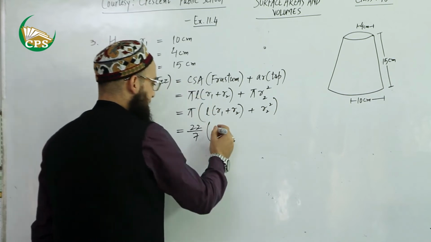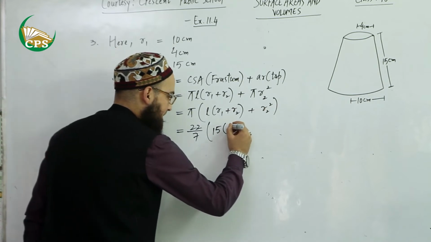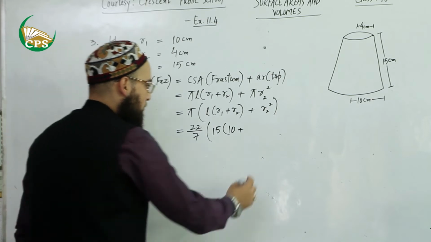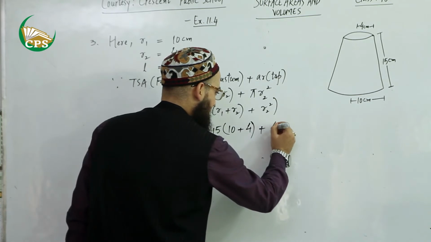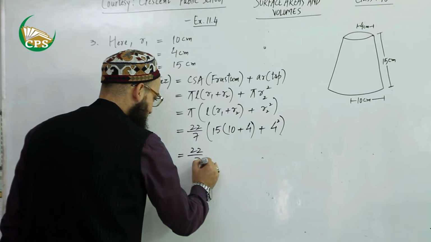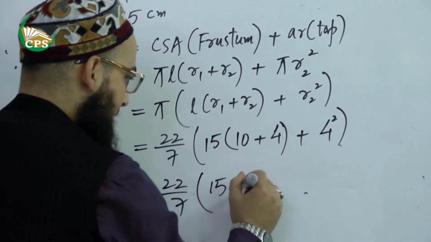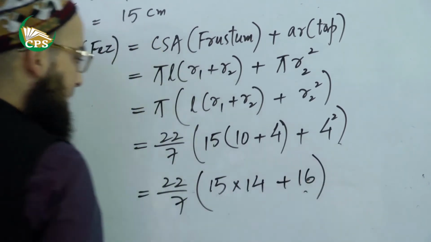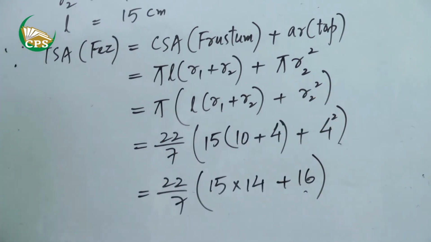Then L is 15. Then R1 is 10, plus R2 is 4. Then you can do the square. That will give you 22 by 7. Then 15 times 14 plus 16. 10 plus 4 is 14. Now 15 times 14 plus 4 square is 16.